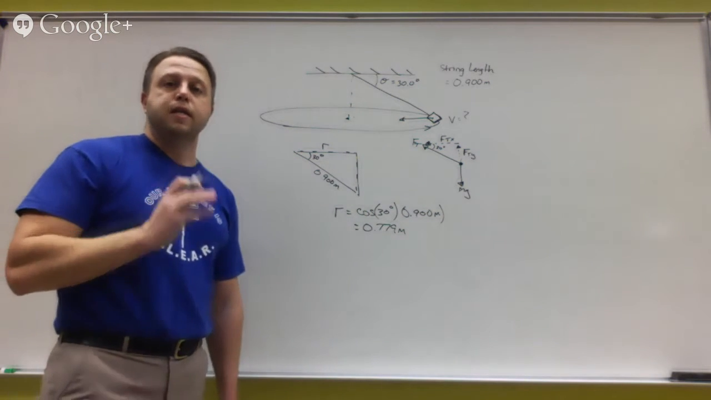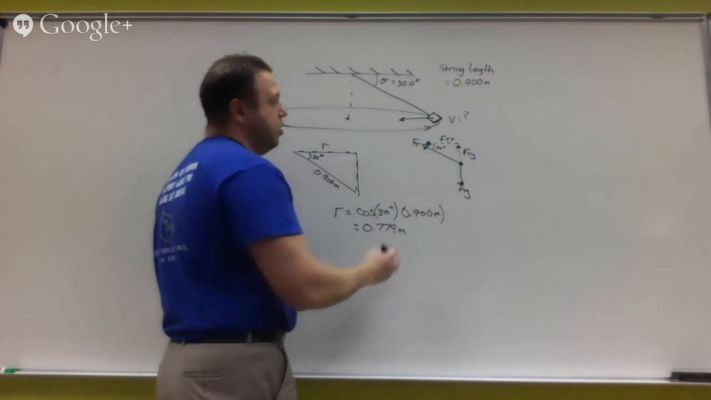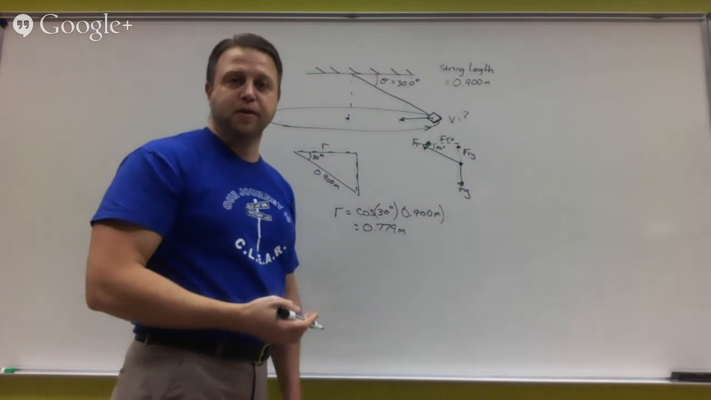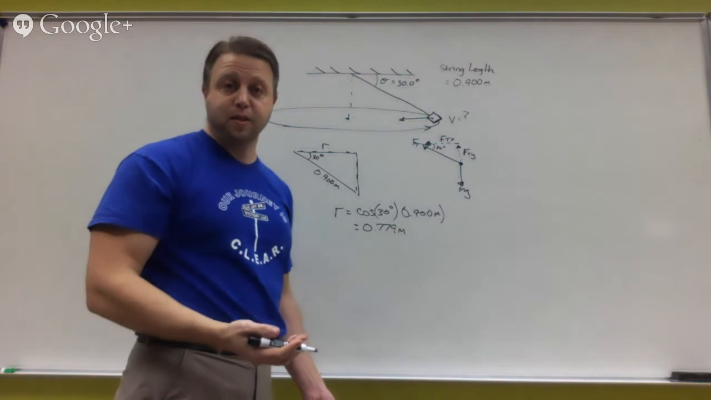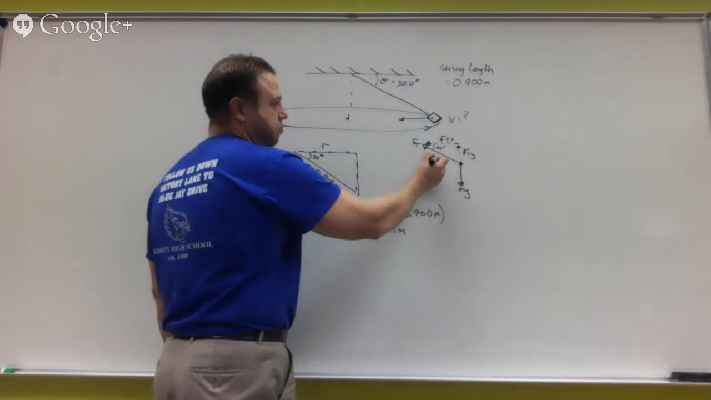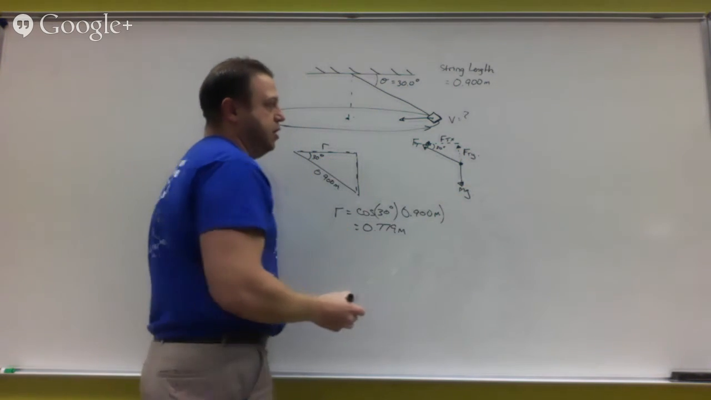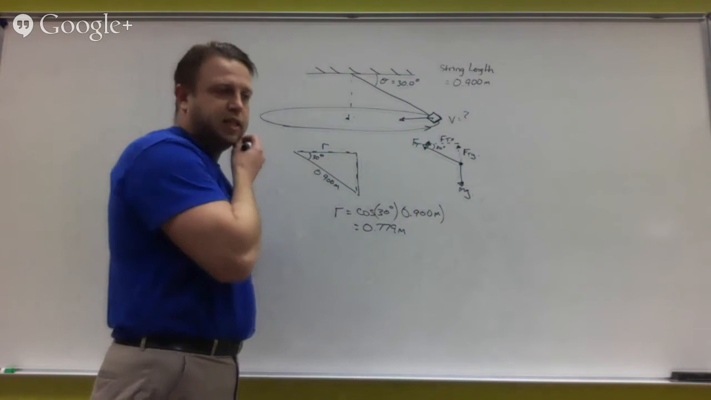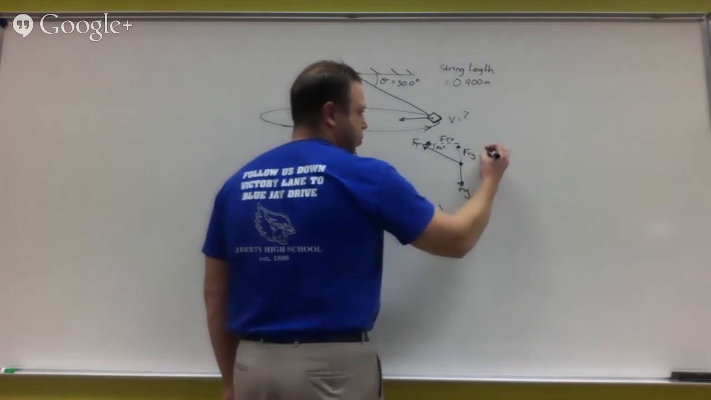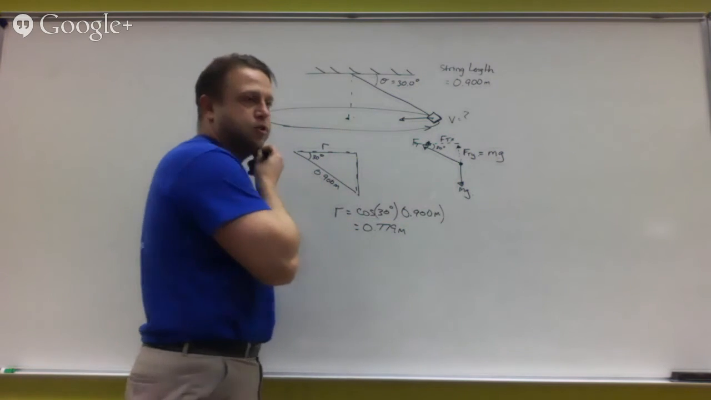Okay, next step. Now, I didn't give you the mass in the problem either, so hopefully we understand we've got to cancel the mass out somehow. I don't know the tension. I know that tension Y is equal to mg. So let's go ahead and set these up. We know that tension Y is equal to mass times gravity. These two are balanced forces.